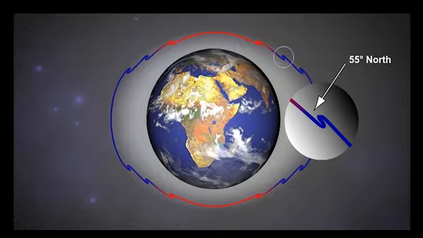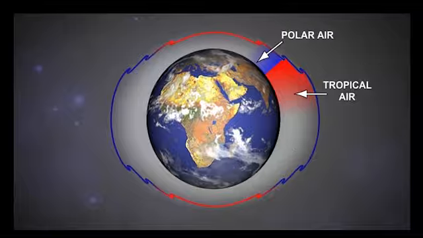The second tropopause break is at higher latitudes of about 55 degrees, where polar air meets tropical air. This happens along the polar front, which we'll talk about much later on. Again, there's enough of a temperature difference within the troposphere to cause a tropopause height change.